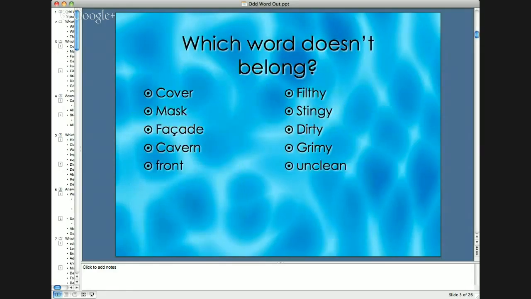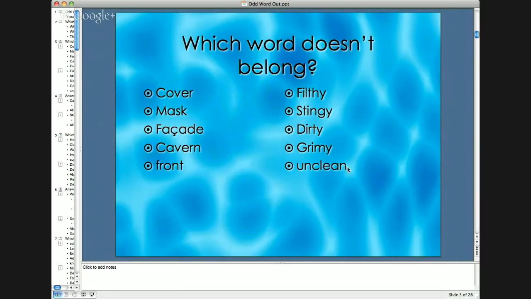Okay, so we can see a cover, maybe you cover your face, or a mask covers your face. A front is something you put up when you don't want someone to know the real you. And the same with the facade, right? You're putting up a front, or you're putting up kind of a fake image. These could be metaphorical or literal. And then a cavern has nothing to do with covering or pretending to be someone else. Cavern is just a cave.